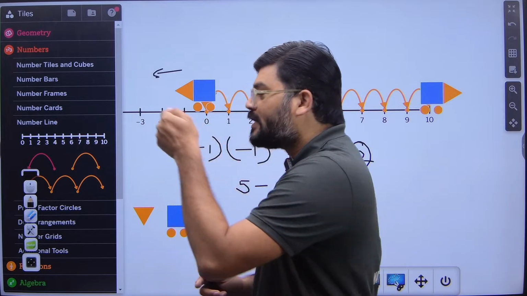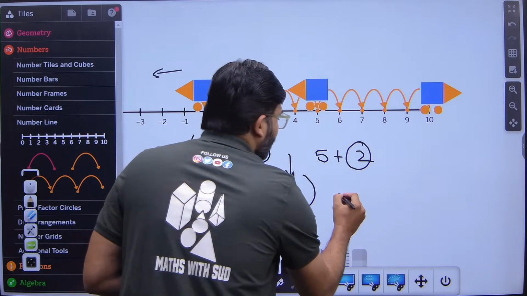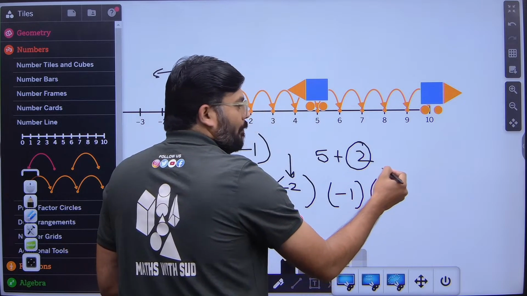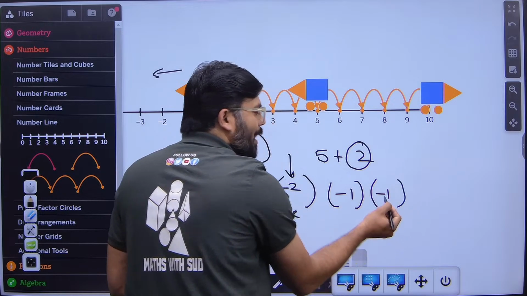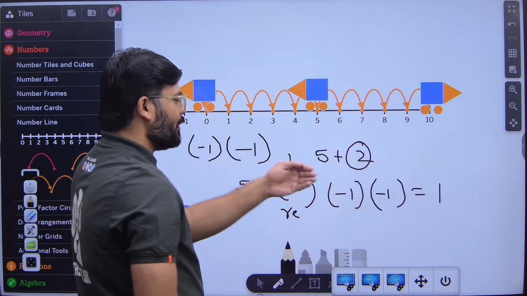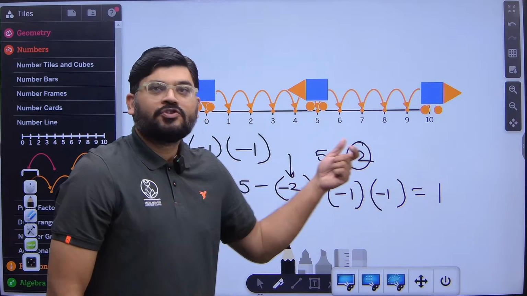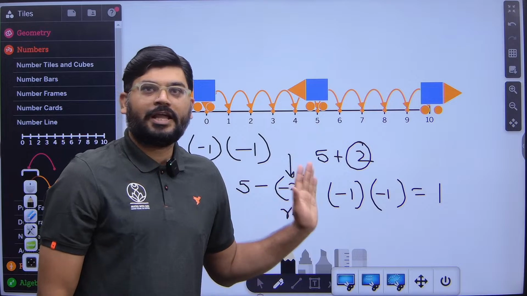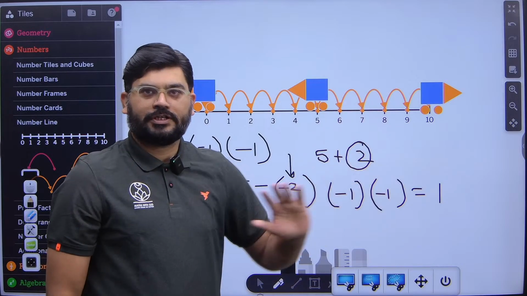So when I am facing the negative, and I am moving in the backward direction, that means I am moving backward, which means negative. So what is the final result? Positive. So negative of negative is positive.